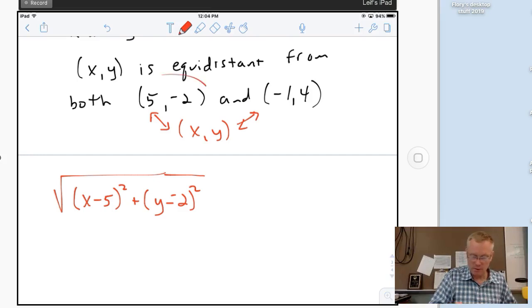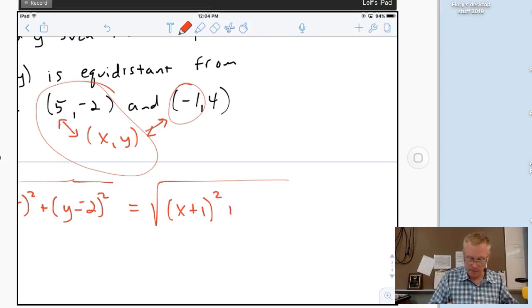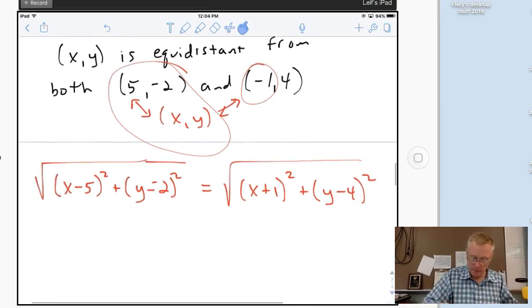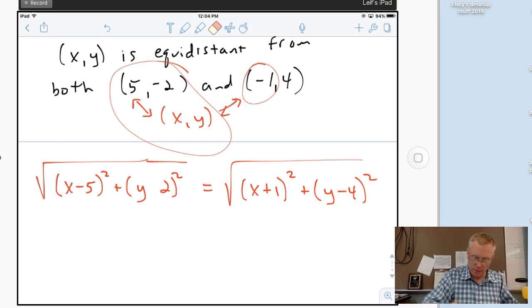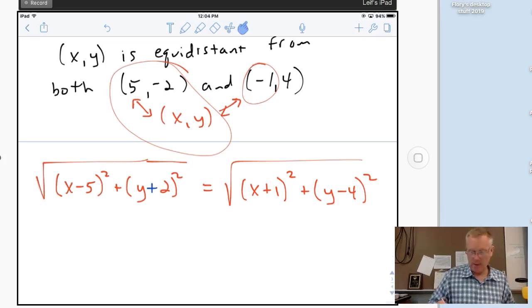That would be the distance between these 2 points. That's got to equal the distance between the other 2 points, which will be x plus 1 (or minus negative 1 from here, but it'll become plus 1 when I plug it in), plus y minus 4 squared. Okay, so I'm going to clean up that double negative over here, make that a plus. And this is the equation that I need to solve now. Then I can find out what x and y are, or what the equation of the line is, I guess, is actually what it's going to turn out to be.